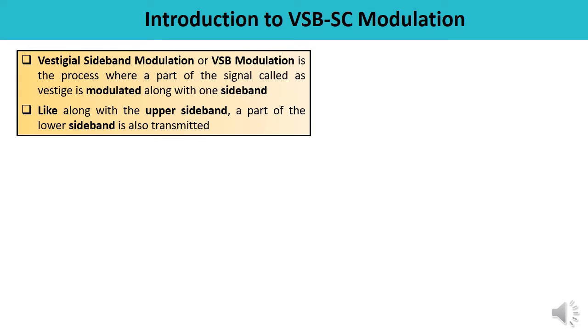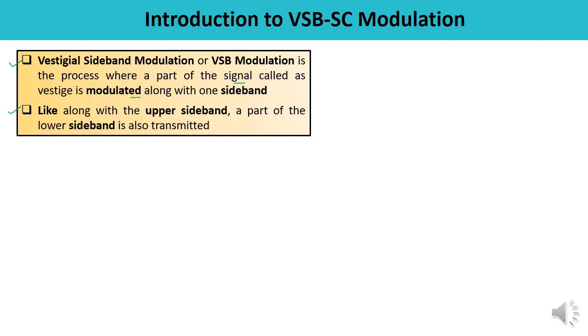Before starting with the demodulation, just to revise what is vestigial sideband. Vestigial sideband modulation is a process where a part of the signal, known as the vestige, is modulated along with one of the sidebands. Along with the upper sideband, some portion of the lower sideband is also transmitted. That is the vestigial sideband transmission.